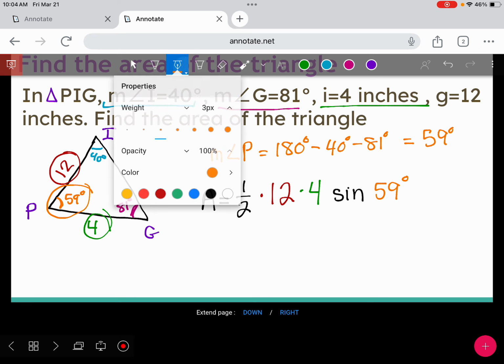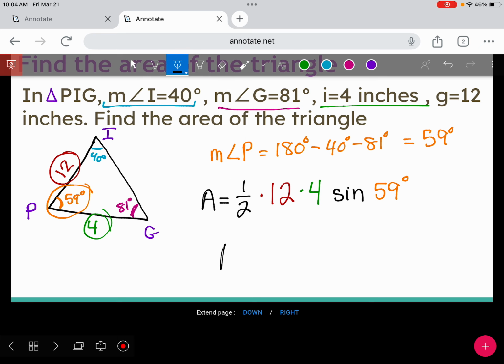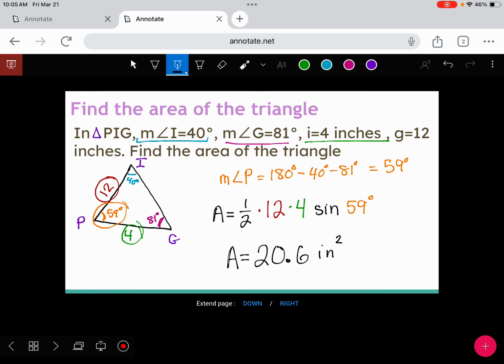Yeah, we're gonna have our 20.6. Our area is 20.6. What unit? Inches squared. We are in an area. It's always going to be a squared unit. Okay?